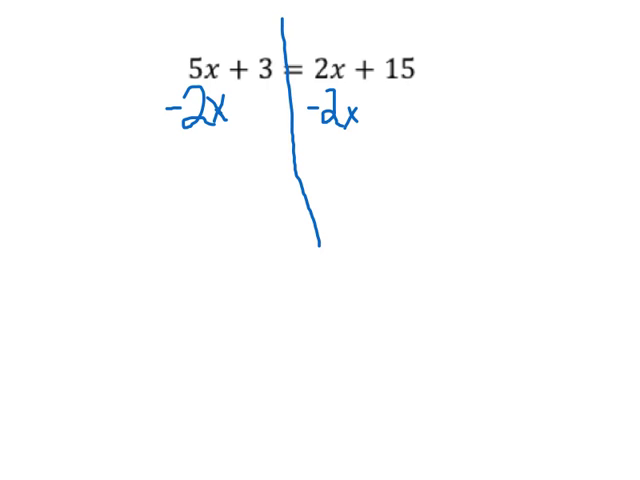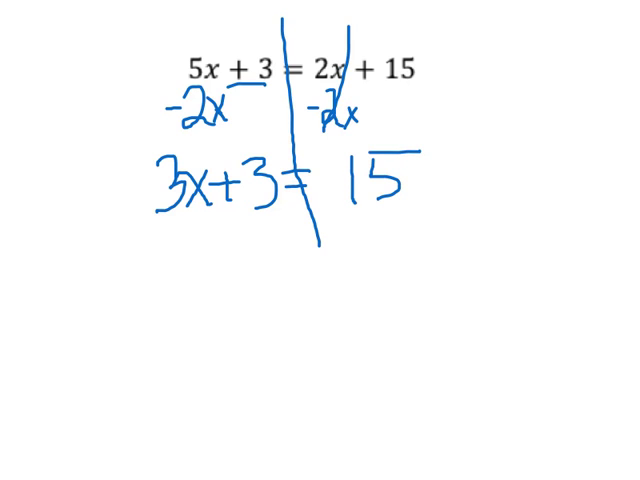And because we're doing 2x, we want to take it from the 5x because we want to use our like terms. So 5x minus 2x is 3x. Then we need to bring down our plus 3 equals 2x minus 2x becomes 0, and we're just left with positive 15. So now I have 3x plus 3 equals 15.